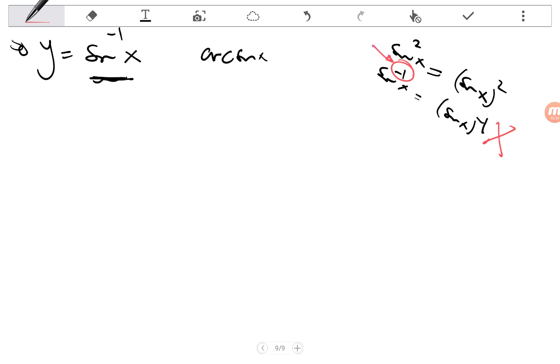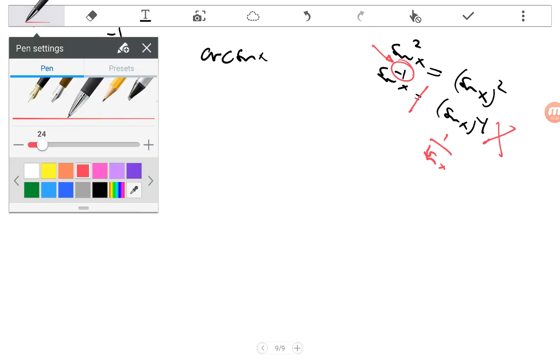This is a symbol for the inverse. It is not a power. Okay? So sine inverse x is not equal to sine x to the power negative 1, or 1 over sine x. This is different from that. Okay? What is a sine inverse?